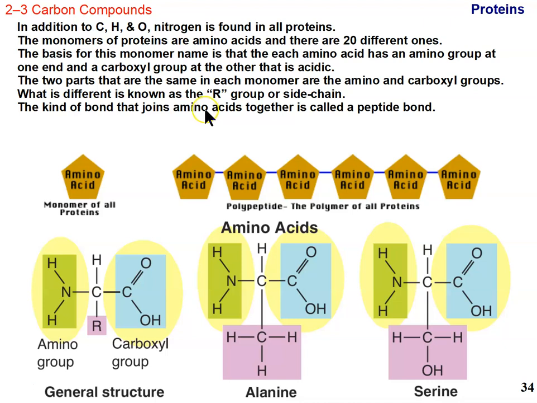The kind of bond that joins amino acids together is called a peptide bond. So these lines in between the amino acids here, you might even want to go ahead and label on the diagram, is a peptide bond. And because it's a peptide bond, when amino acids get strung together, the polymer of proteins is known as a polypeptide. So it's named after the bond that links the monomers together, instead of being named after the monomer. So this is a polypeptide.